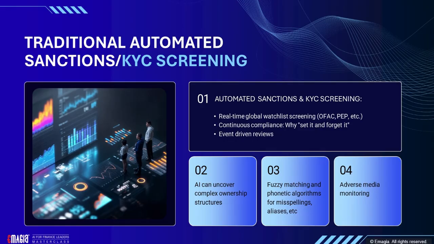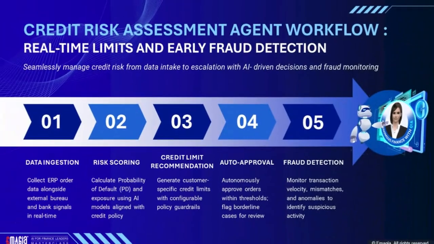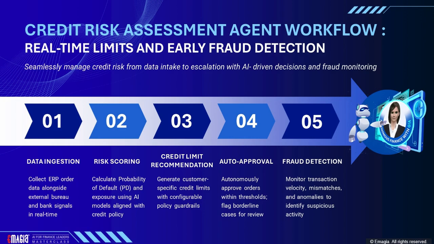These are all event-driven reviews. So utilizing agentic AI, you can scan thousands of watch lists all at once. And if it sees a match, it can give you further advice and further activities to perform. A simple process, but in the long run, it can keep your company out of a legal battle and save you lots and lots of money.